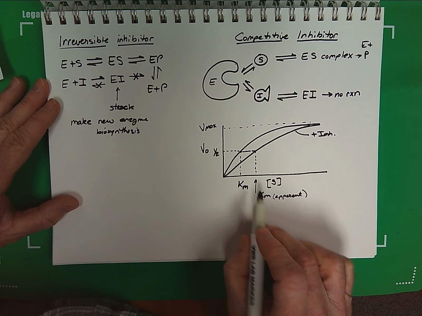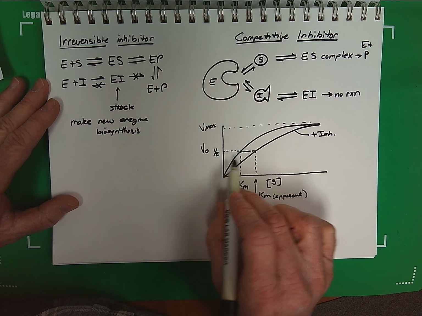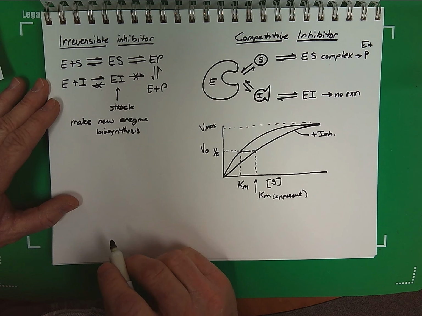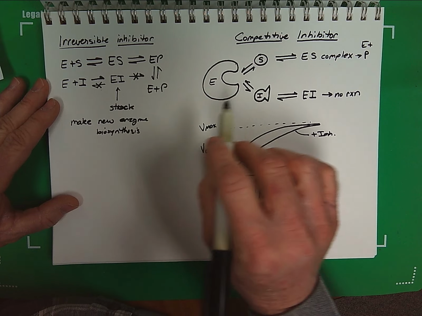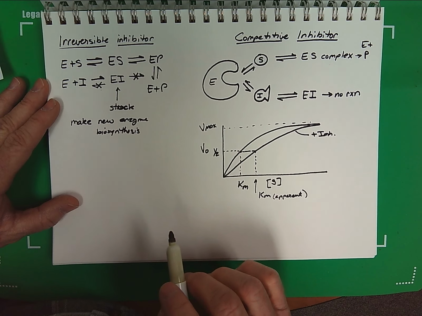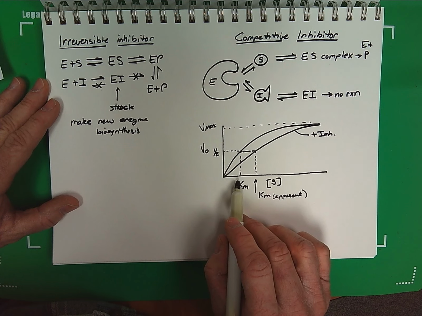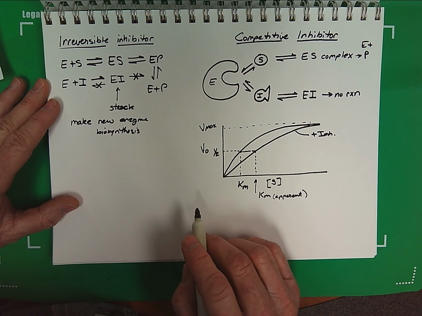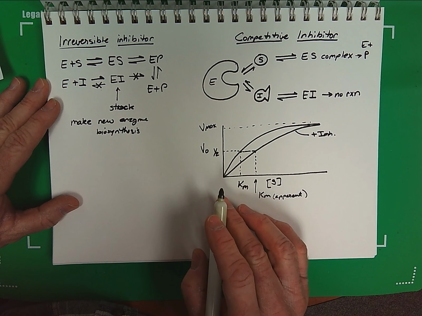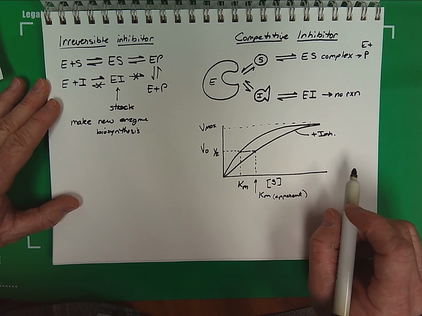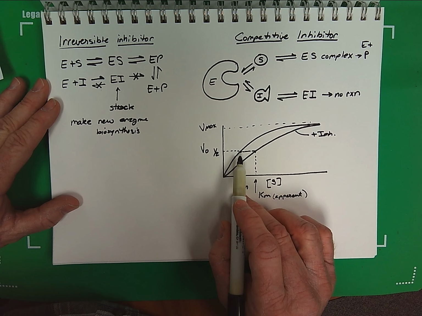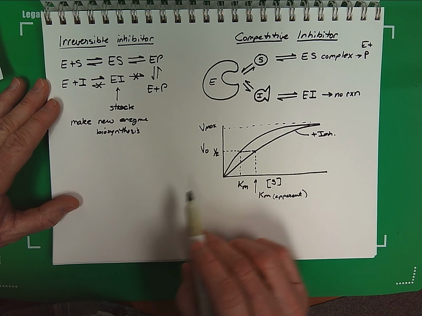So the Km appears higher for the enzyme and substrate in the presence of inhibitor. The question is, does the enzyme substrate actually change affinity in the presence of the inhibitor? And the answer is no. The enzyme and substrate affinity is the same whether it's without inhibitor or with inhibitor.